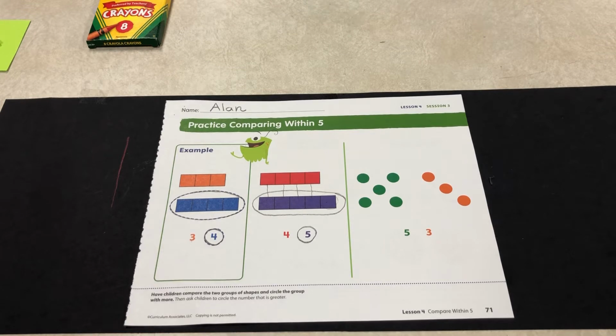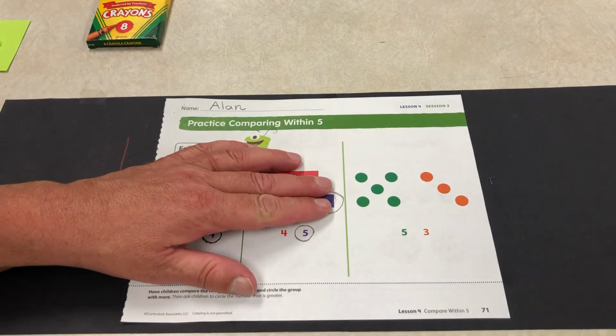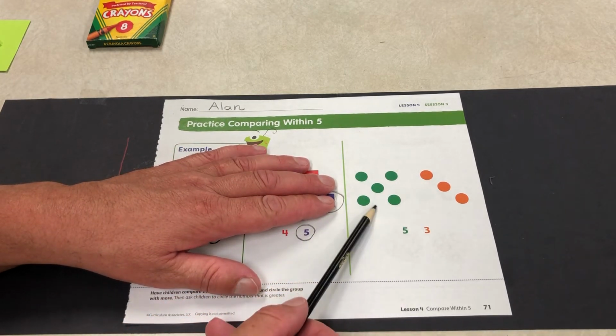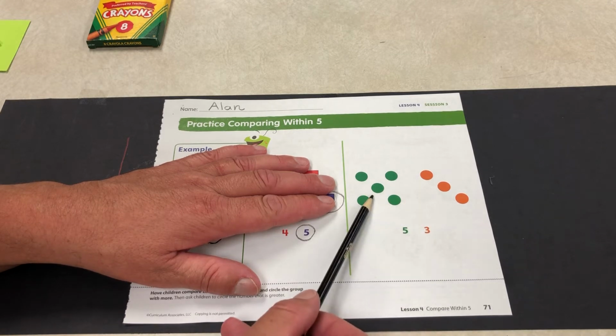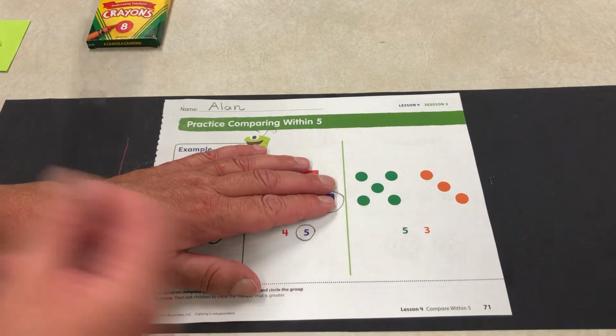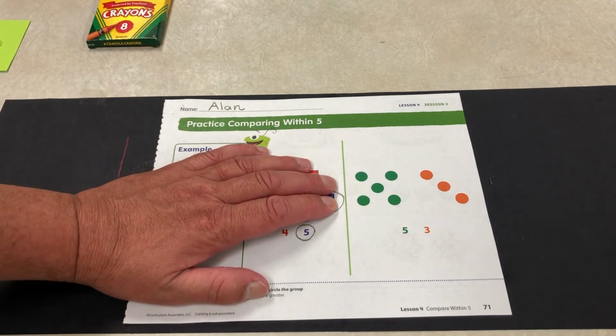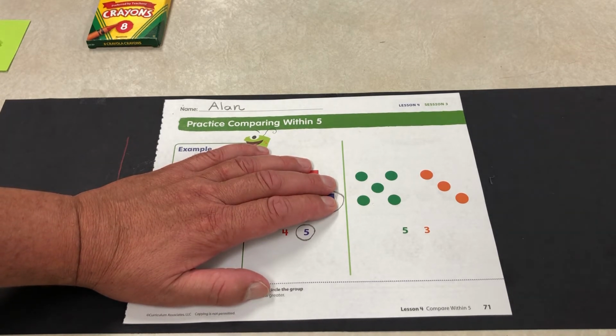Okay, here's what I'd like you to try to do on your own. I want you to look at the green dots and the orange dots. Circle the group that you think has more. Then circle the number that is greater than the other number. Go ahead, see if you can do it by yourself. I'm going to give you a chance to check it out. Hopefully there's some counting going on.